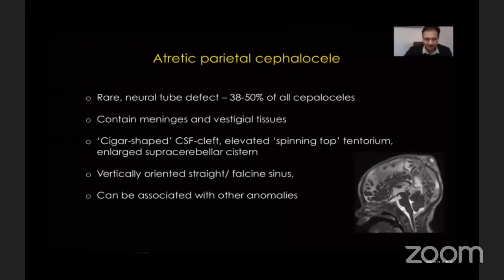Also there are abnormalities of the dural venous sinuses with a vertically oriented sinus, which can be related to the straight sinus or the persistent falcine sinus. This condition can also be associated with other intracranial abnormalities, so be on the lookout for that, like corpus callosum abnormalities, cortical malformations, and ventriculomegaly.